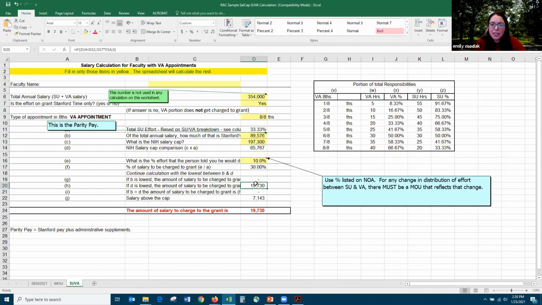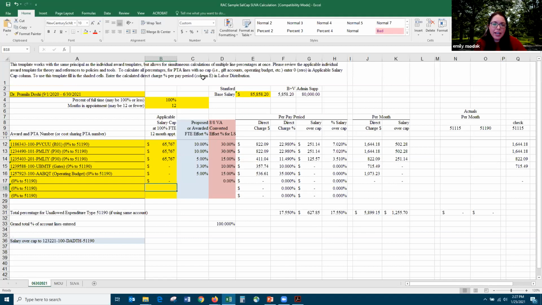10% of 197.3 is 19,730. That's exactly 10%. This is the amount of salary to charge to the grant for 10% effort. It's just that to get to that number for an 8/8 VA, you have to put 30% into the labor schedule. So what does this look like?